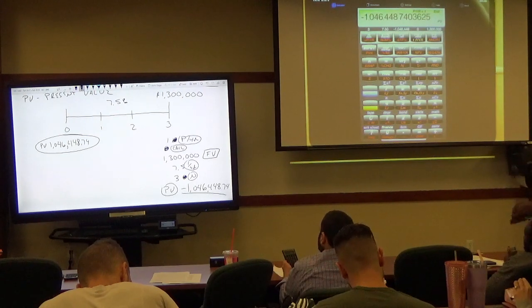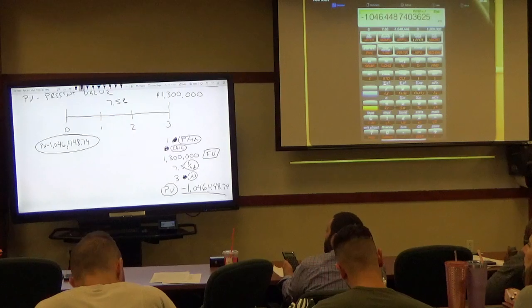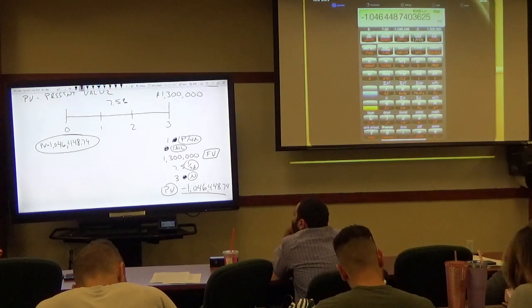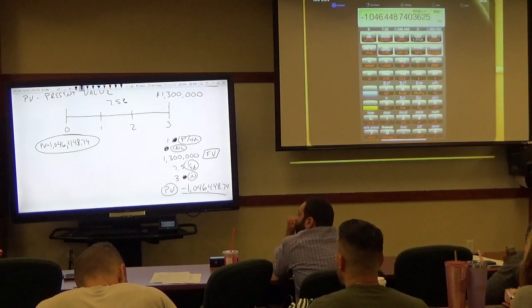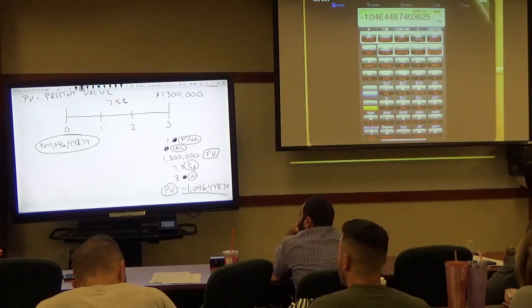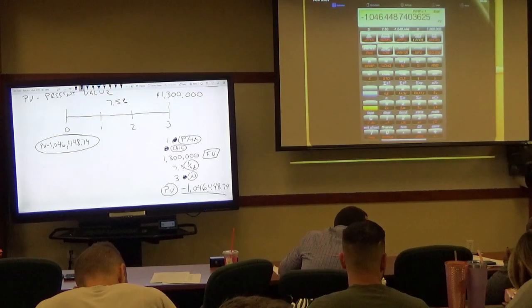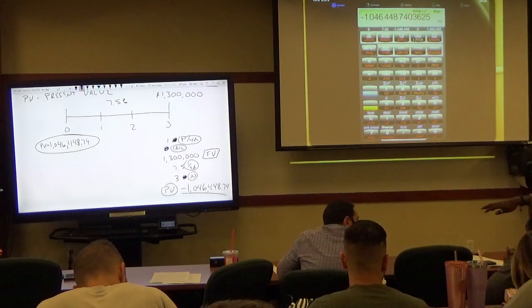Why do we have a negative 10? Because that is going to be considered a cash outflow from our perspective. That is what we need to have deposited today in order to have the 1.3 million 3 years from now. Well, it's like compound interest. Yes. You would have to pay that today.